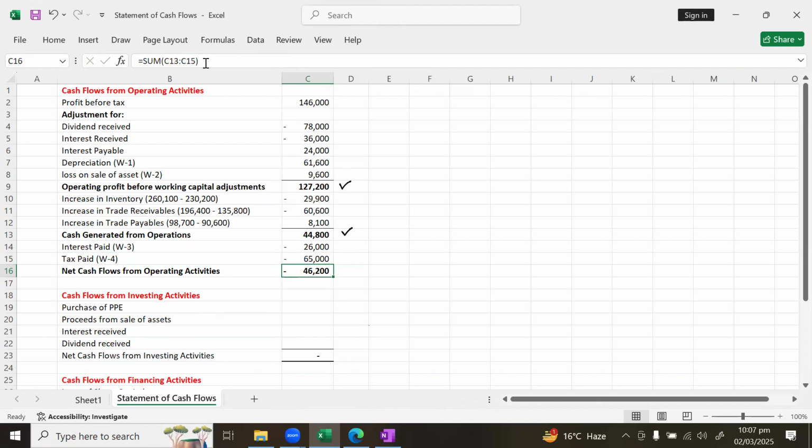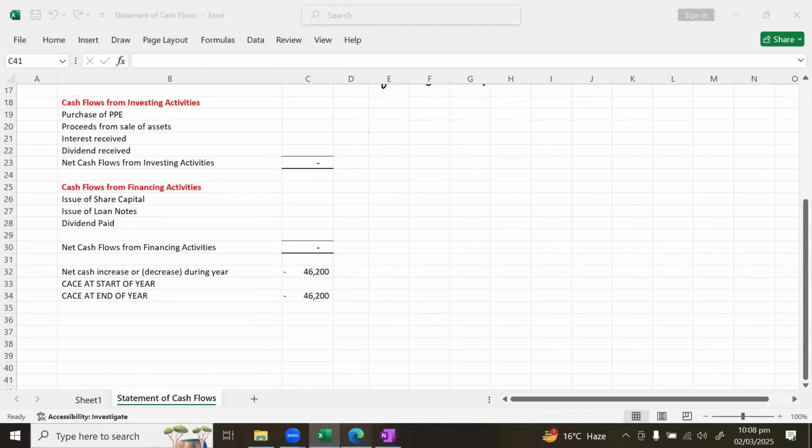So 46,200 will be our cash flows from operating activities. These are results 1.